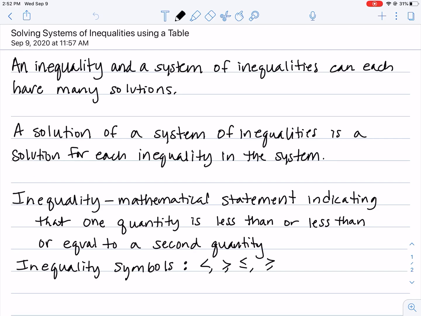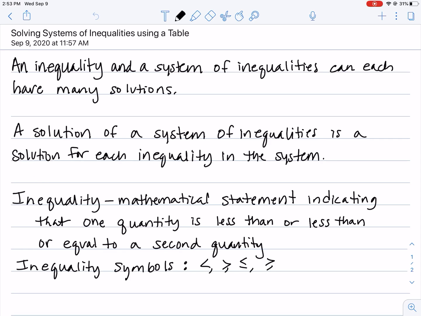So for example, if you have a system of, say, 2 linear inequalities, your solution is going to work for each inequality. It's going to make the first inequality a true statement and the second inequality a true statement. Very important that you understand that the solution is the set of all points that are solutions of each inequality in the system. And a system of inequalities can be solved in more than one way.